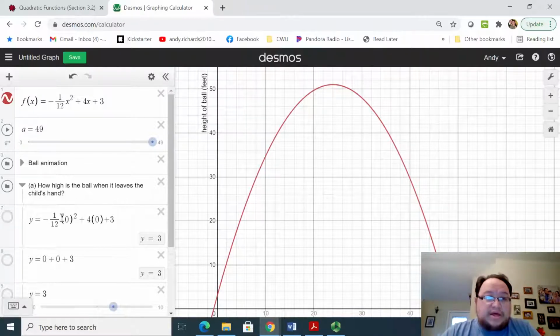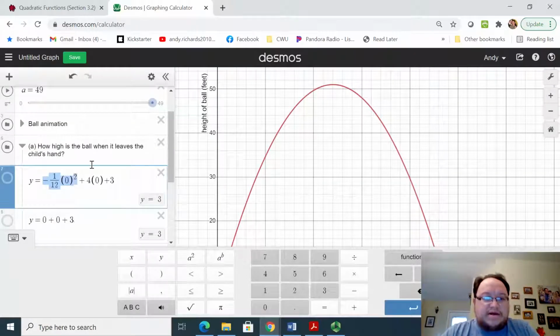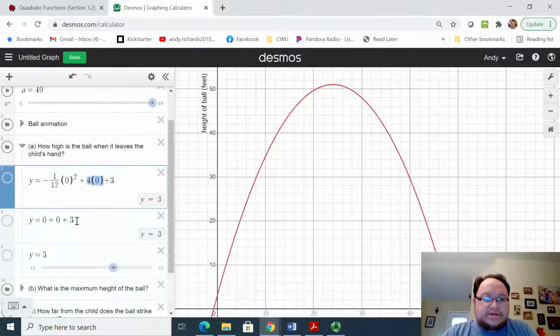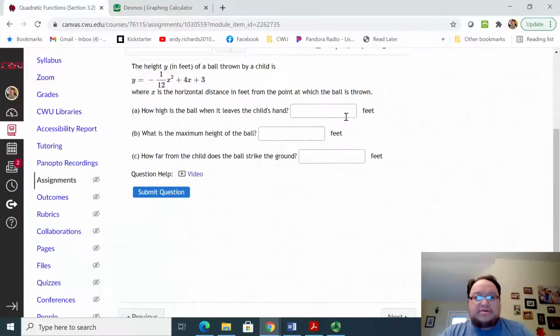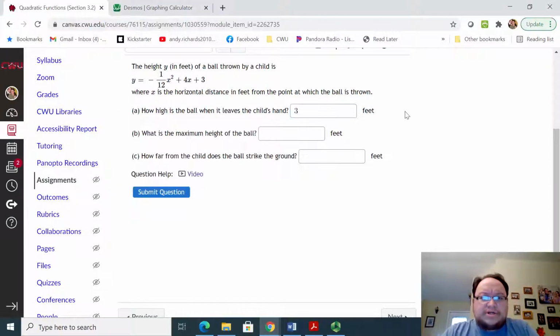So that would be plugging in a 0 wherever we see an x here, which gives us this, and then 0 times anything is going to give us 0. So this whole block here is going to be 0, and that 4 times 0 is a little easier to spot. That's 0 as well. So we end up with 0 plus 0 plus 3, which turns out to be 3. So the height is going to be 3 feet. Go to question 2 here.